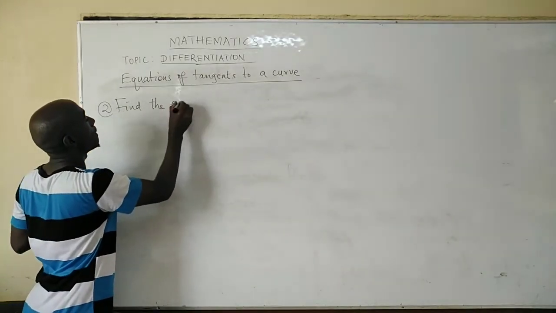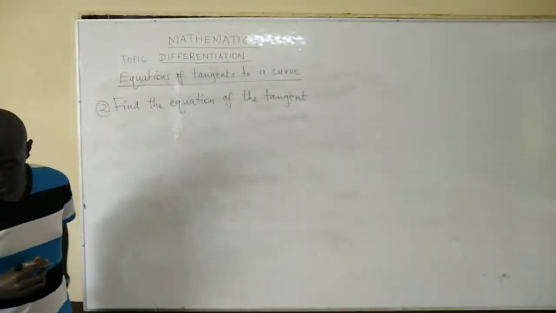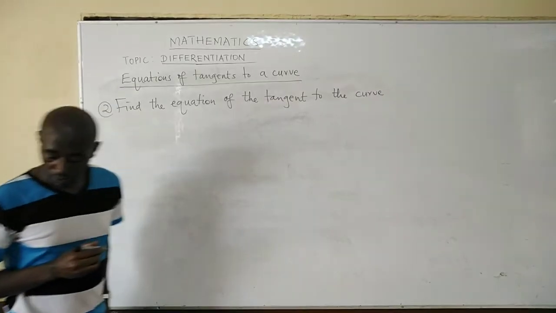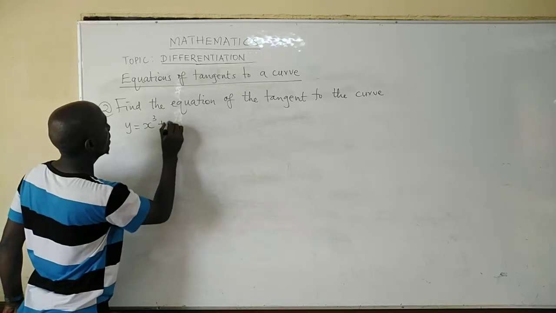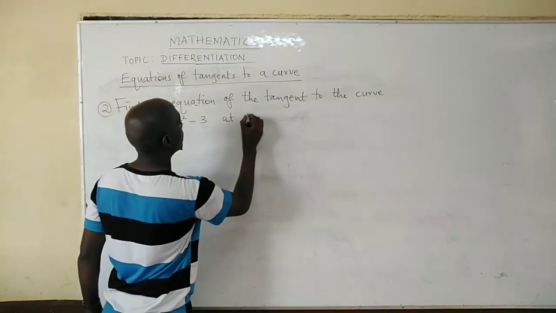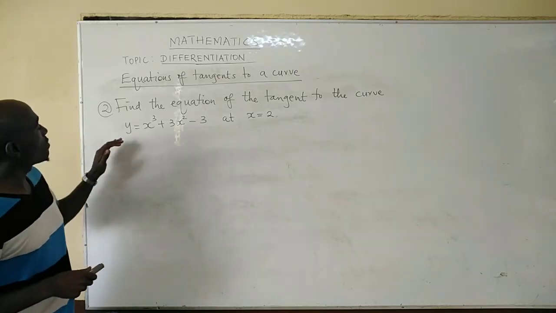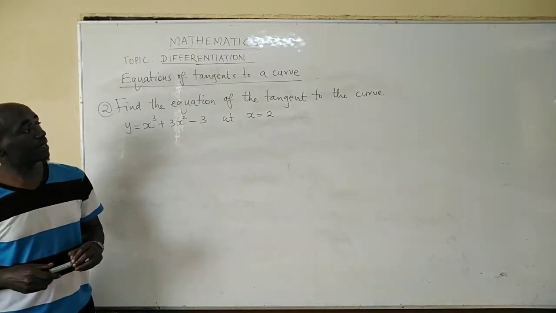Find the equation of the tangent to the curve y is equal to x cubed plus 3x squared minus 3 at x is equal to 2.